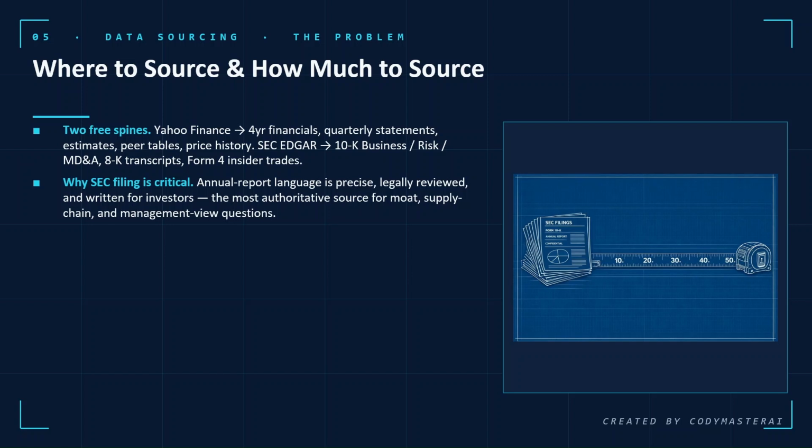Annual report language is precise and legally reviewed. It's the most authoritative source available for questions about competitive moat or supply chain exposure. Python has a library that supports Edgar data pulling, so this comes in handy for the implementation.